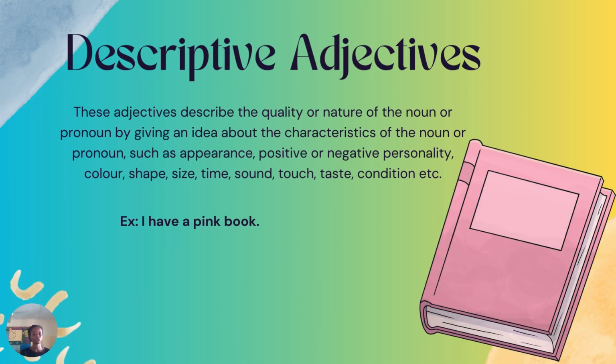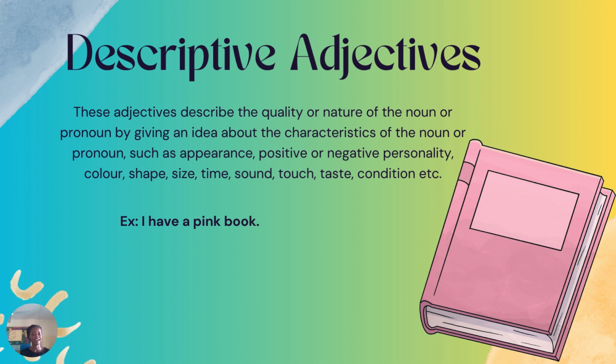Now, we're starting with the descriptive adjective. This adjective describes the quality or nature of the noun or pronoun by giving an idea about the characteristics of the noun or pronoun, such as the appearance, the shape, the color, the size, the type, the sound, the touch. Anything that describes the noun is what this descriptive adjective does. They simply describe the quality or nature of the noun.